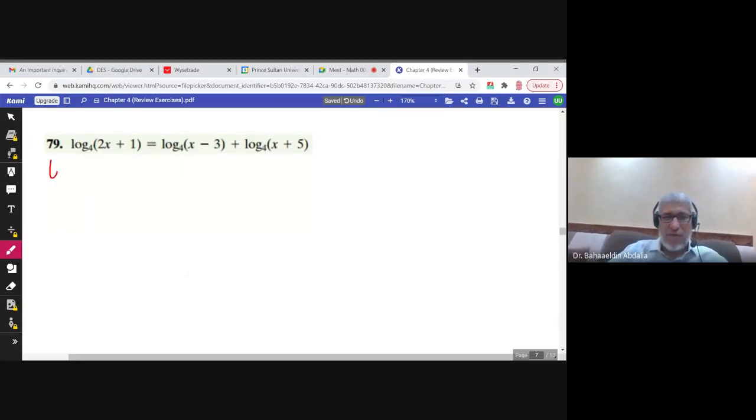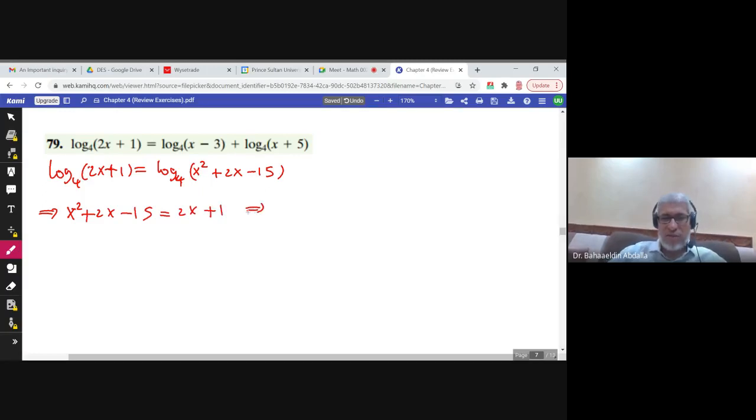Similar to the previous one, I will leave this side as it is, and I will change now this side using the product rule, x minus 3 times x plus 5. Let us find the product. We have x squared minus 3x plus 5x is plus 2x, and negative 3 times 5 is negative 15. You have log on both sides, so you can write x squared plus 2x minus 15 equals 2x plus 1, and you solve this equation. So here you have 2x, and here you have 2x. They cancel with each other. And if you take negative 15 to the other side, 15 plus 1 is 16. So in fact, x is positive or negative 4.